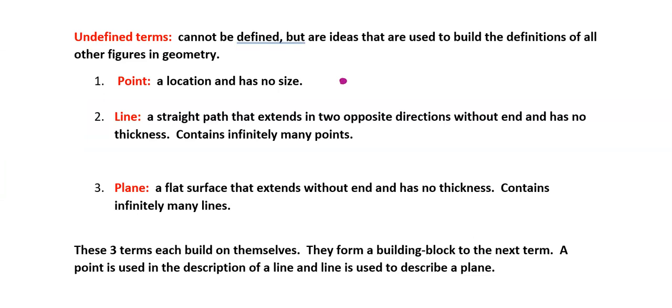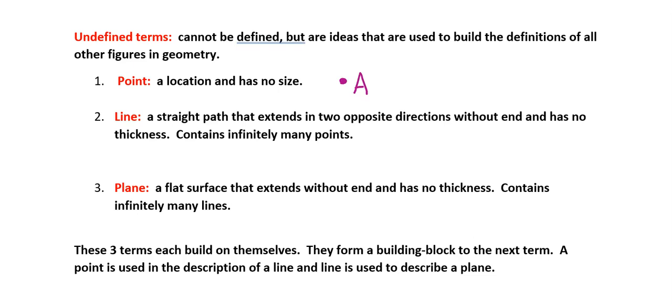So we're going to represent a point by a dot, and we're going to name it using a capital letter such as A. So here is a point A. That's how you represent it. So not a small letter, you're going to use a capital letter.